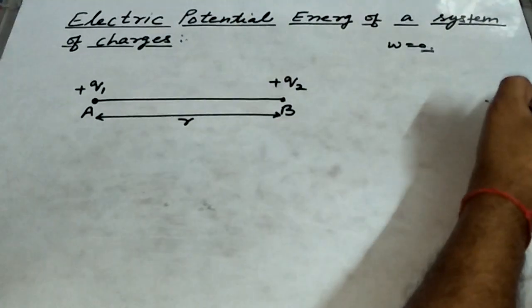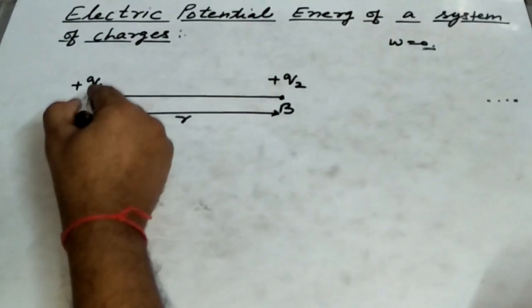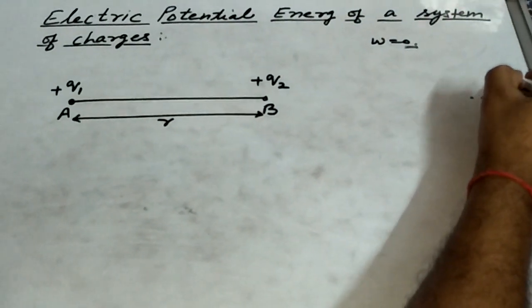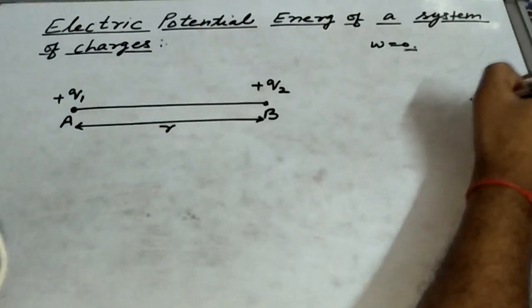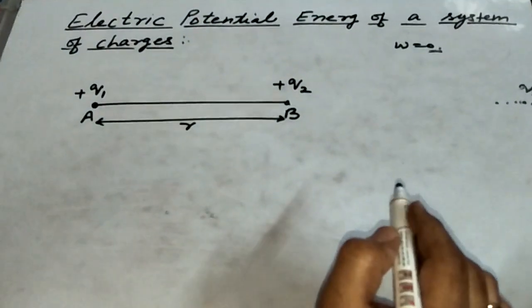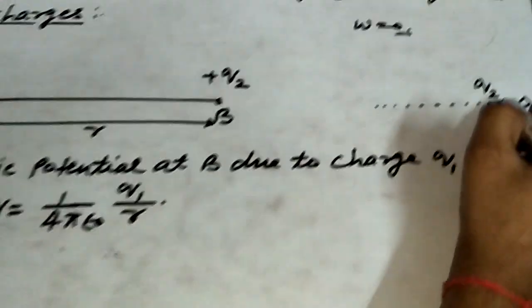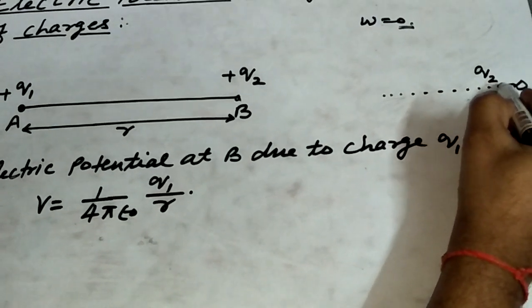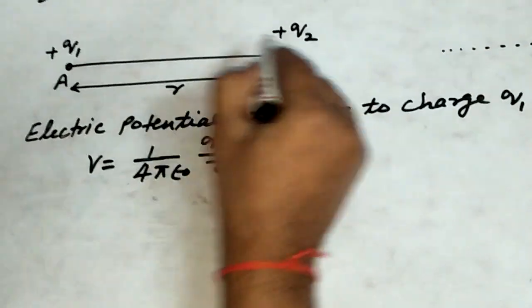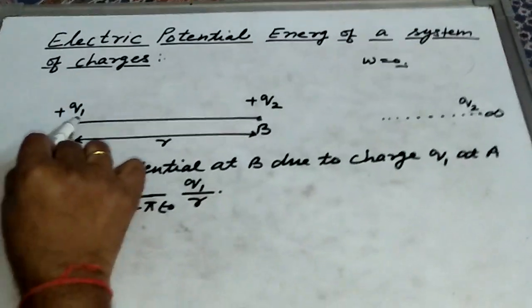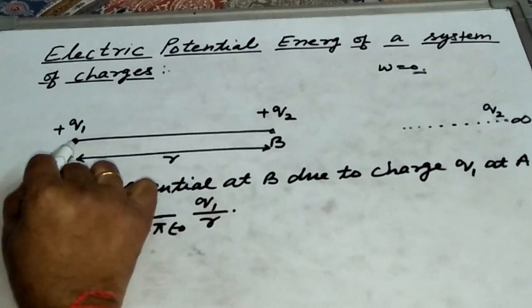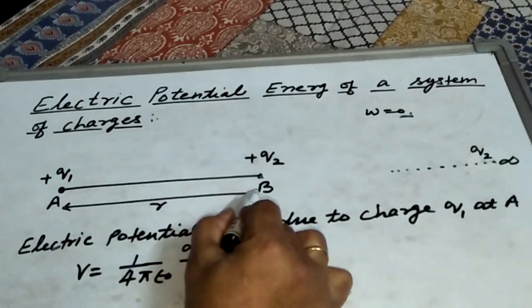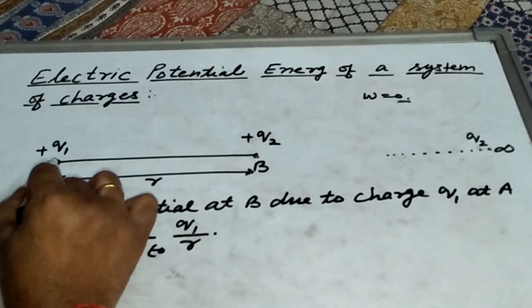Now, after taking the charge Q1 from infinity to the point A, we calculate the work done in taking the charge Q2 from infinity to the point B. For finding this work done, first we calculate the electric potential due to this charge plus Q1 at point B, means at distance r from it. Why? Because this charge Q1 is already present here.